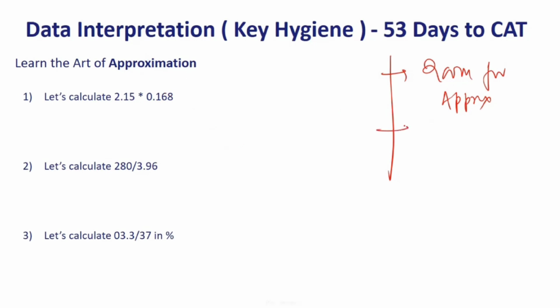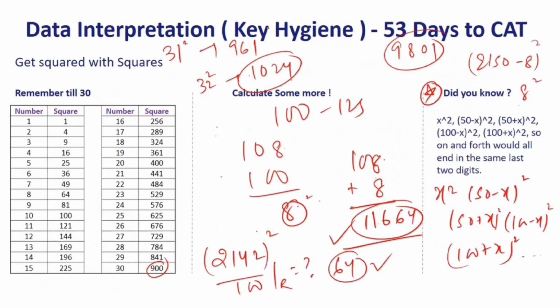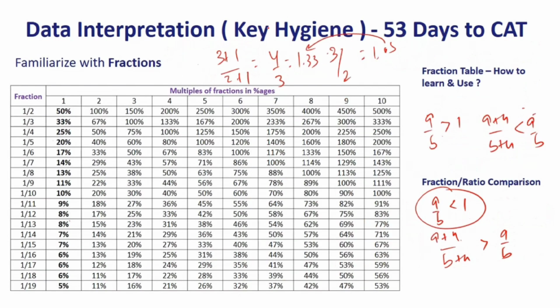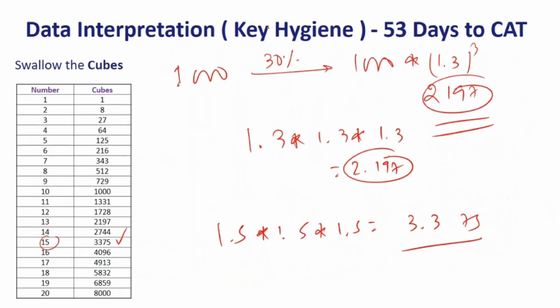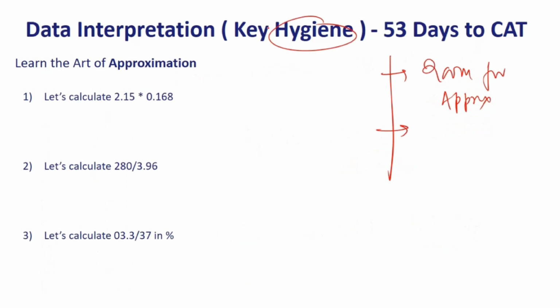Second thing, approximation also depends on how well you are doing on the hygiene aspects. For example, cubes, squares, fractions, percentages. If you are really well versed with the hygiene aspects, you can approximate better than others. And third thing, finally, is practice. The more you practice approximation, the better you get at it. You start developing a sense of approximation.